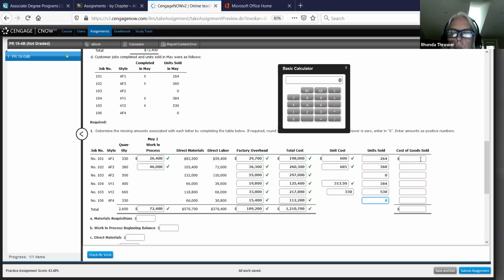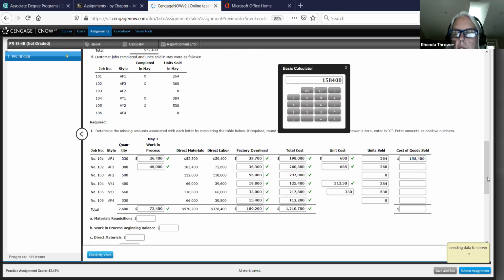Then what we'll need to do is determine our cost of goods sold. To determine the cost of goods sold, our per unit cost was $600 for job number 101. And since we sold 264 units, you're going to multiply the unit cost times the unit sold. The unit cost of $600 times the unit sold of 264 gives you the cost of goods sold of $158,400.